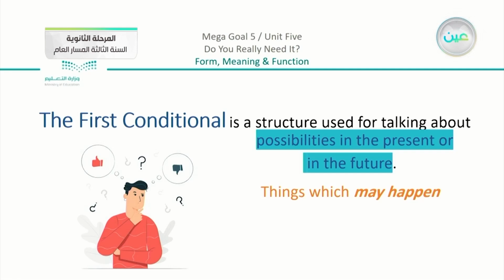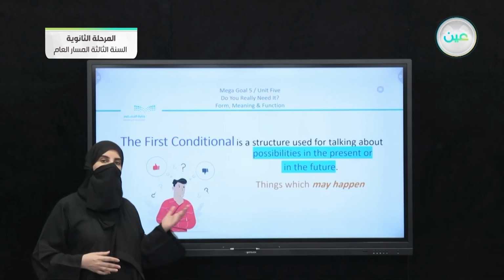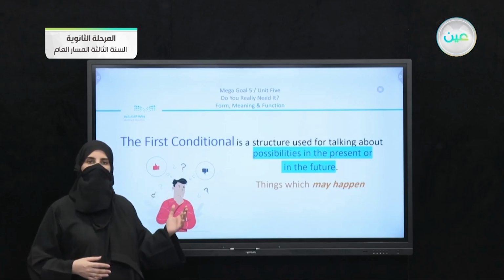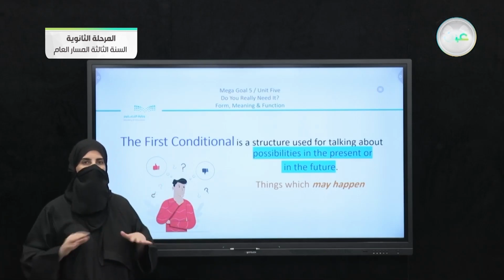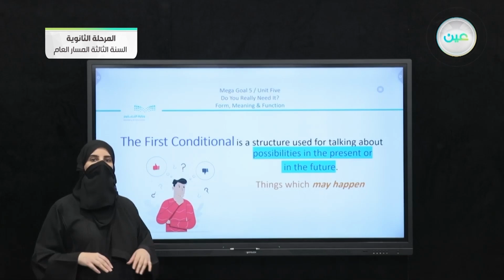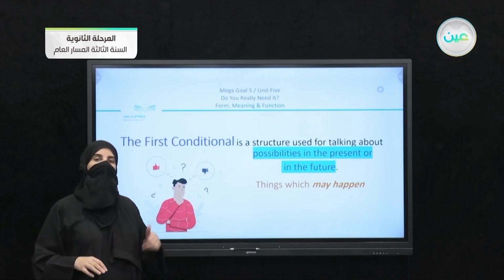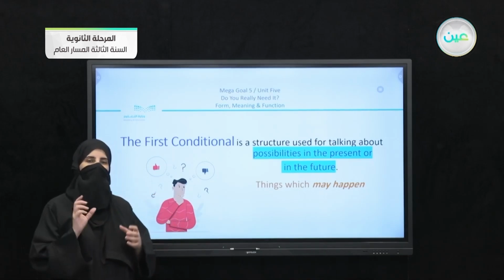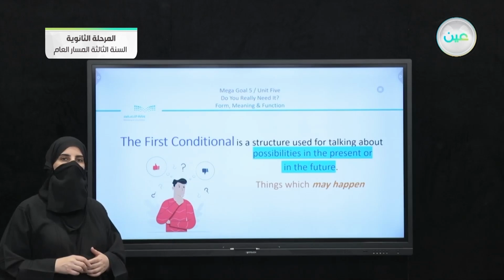Now put in mind that there are possibilities. So we are talking about things that may happen. They may happen, they may not. So when there is a possibility, you know that there is a difference from the zero conditional. Because the zero conditional is something that is a fact, it is a truth. There is zero possibility. But in the first conditional, there is a kind of possibility here.